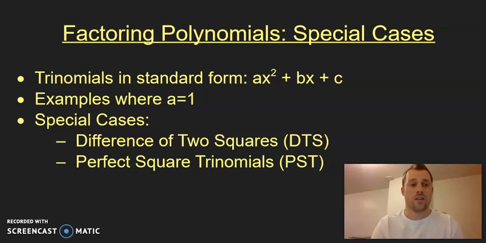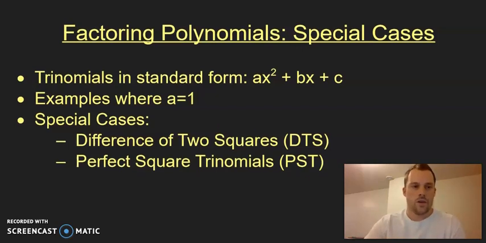In this video, we're going to look at some more examples of factoring trinomials in standard form where a equals 1. But we're going to look at special cases that when factoring you might be able to recognize and be able to factor a little quicker. Those two special cases are difference of two squares and perfect square trinomials. Understanding the name of them probably isn't as important as just knowing how to factor.